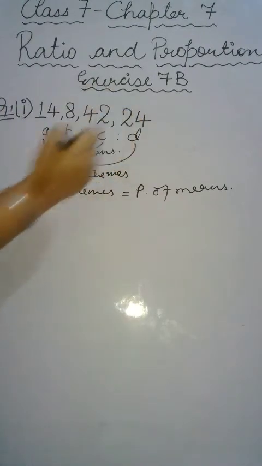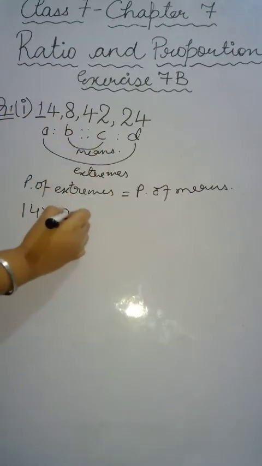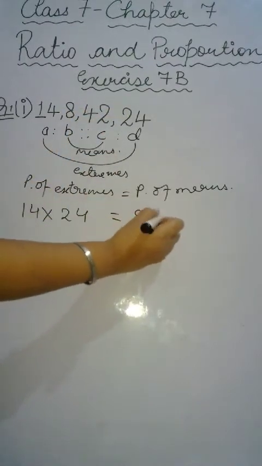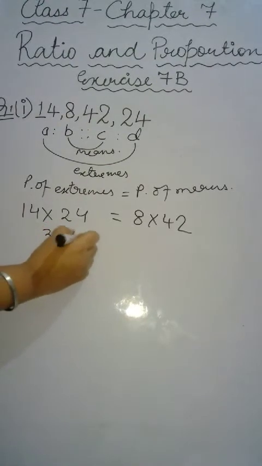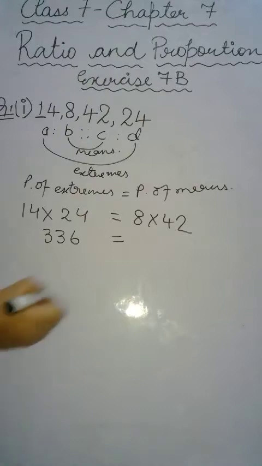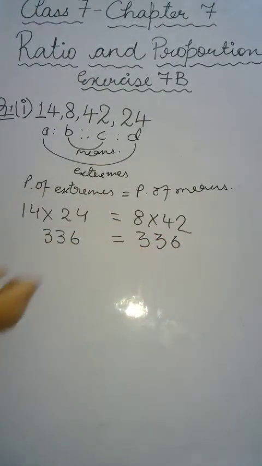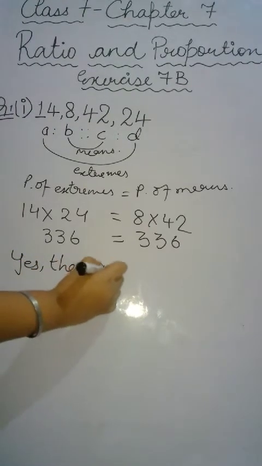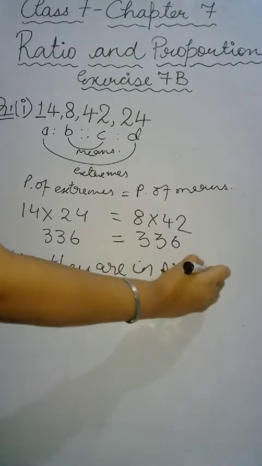So product of extremes means 14 multiplied by 24, and over here you have product of means, 8 multiplied by 42. Now 14 multiplied by 24 will give you 336 and 8 multiplied by 42 will give you 336. Now both are equal to each other. Your answer is going to be yes. They are in proportion.